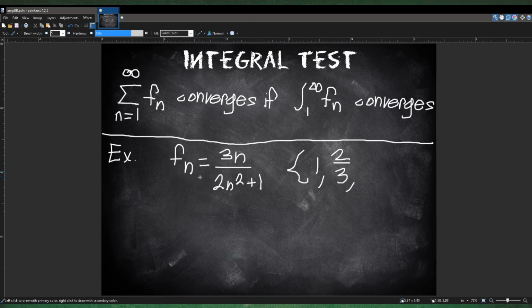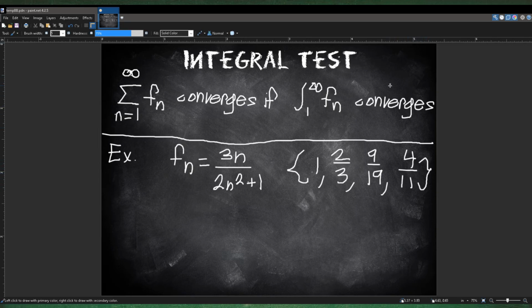Now the next term is when n is equal to 3. So 3 times 3 is 9, over 2 times 3 squared, 9 times 2 is 18, plus 1 is 19. Okay. Now let's do one more. So n is equal to 4. So 3 times 4 is 12, and 2 times 4 squared is 32, plus 1 is 33. They're both divisible by 3, so that's 4 over 11.